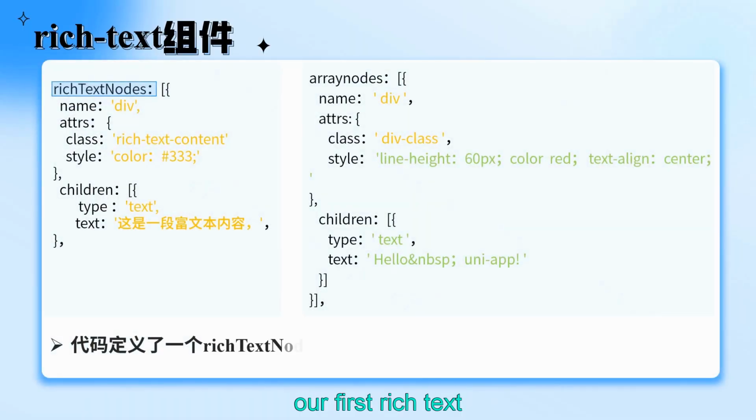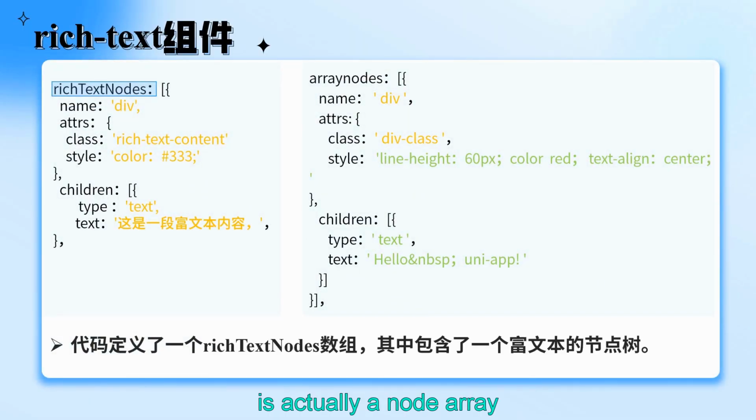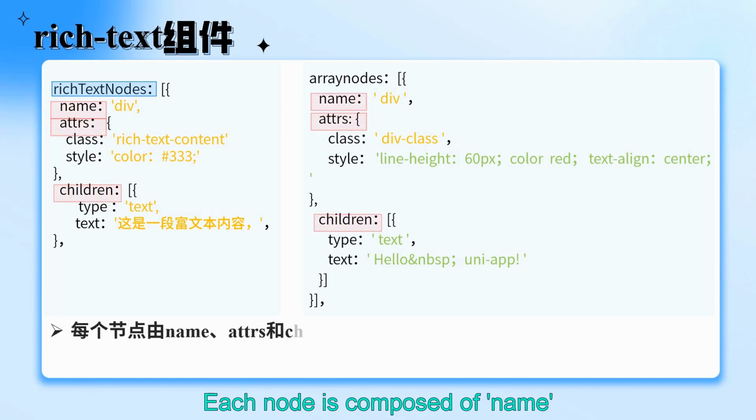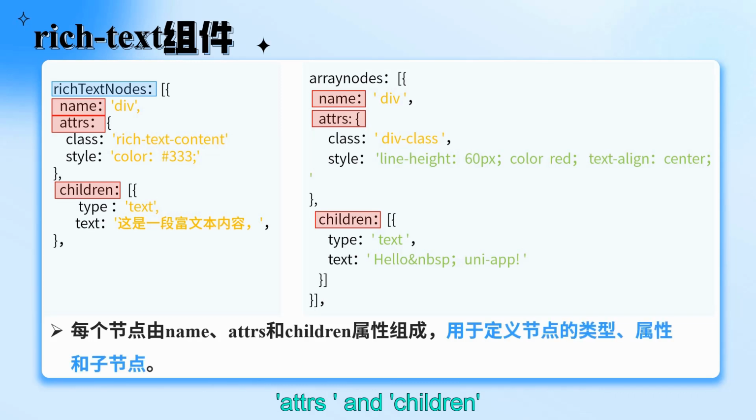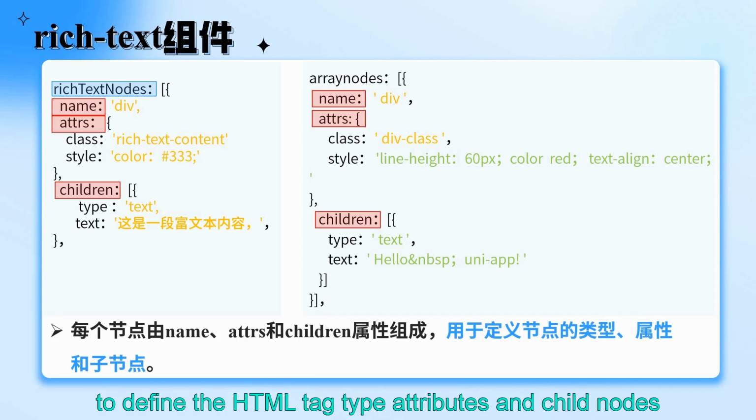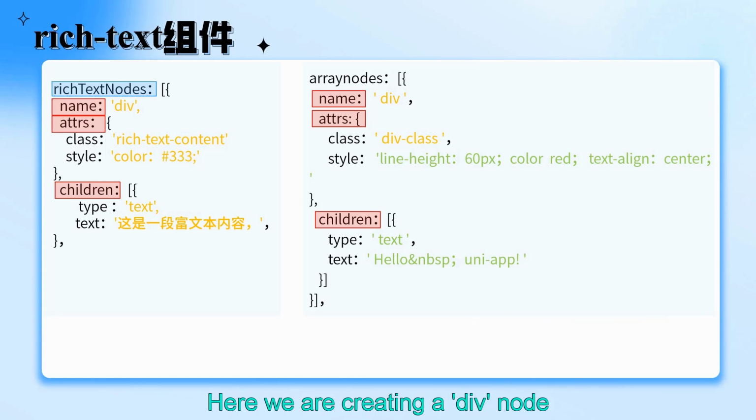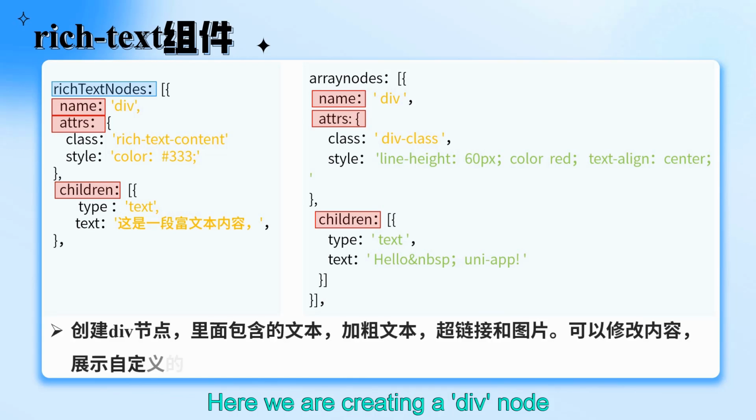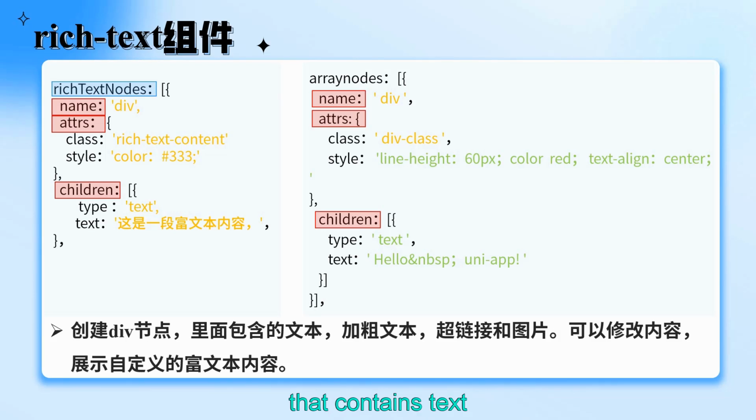Please note that our first rich text is actually a node array. Each node is composed of name, attrs, and children, to define the HTML tag type, attributes, and child nodes. Here we are creating a div node that contains text, bold text, a hyperlink, and an image. We can modify the above content to display the desired rich text content.